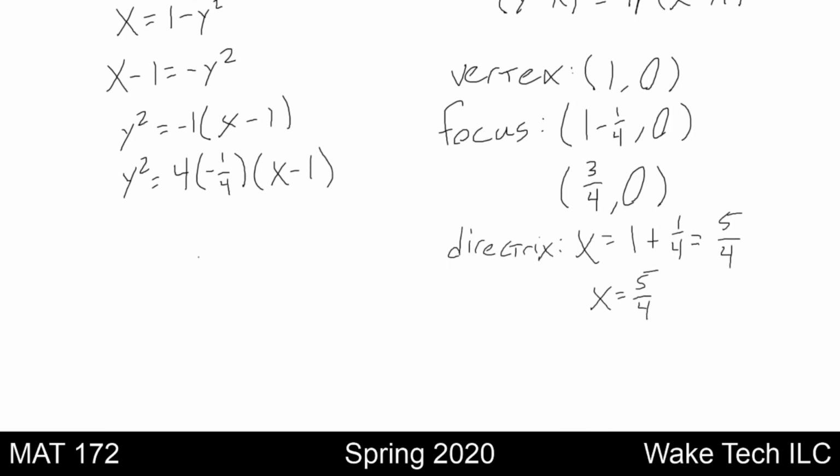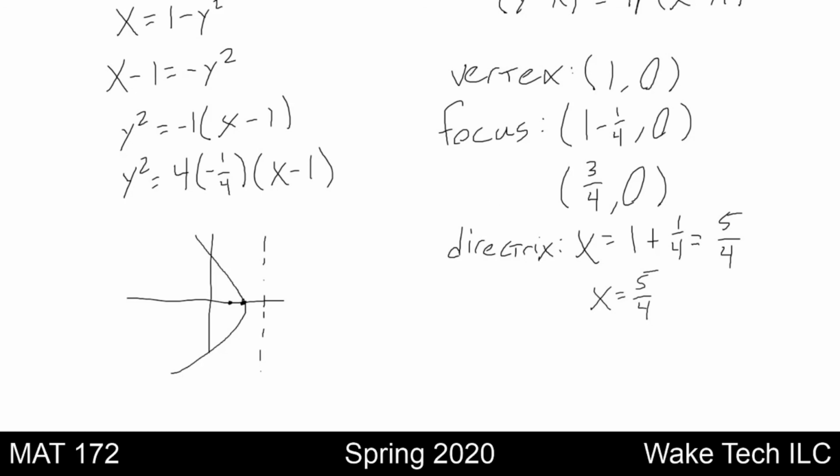Using this information, we can create a graph. I have a vertex at 1, 0. Let's call that here. And a focus at 3/4, 0. So right here. And a directrix at x equals 5/4. So our parabola should look something like that.